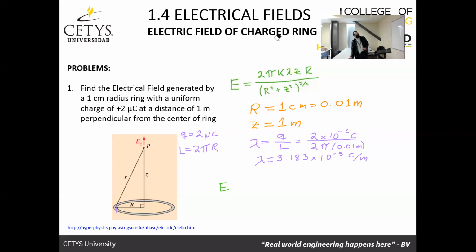K was 9 times 10 to the 9th, right? Yes, let me write that down over here as well. Depending on the text, some texts are very picky about that, and it's 8.999 times 10 to the 9. But for these calculations, it's fine if we round up. So we're going to consider K to be 9 times 10 to the 9 newton meter squared divided by coulomb squared, the electrical constant or Coulomb's constant.